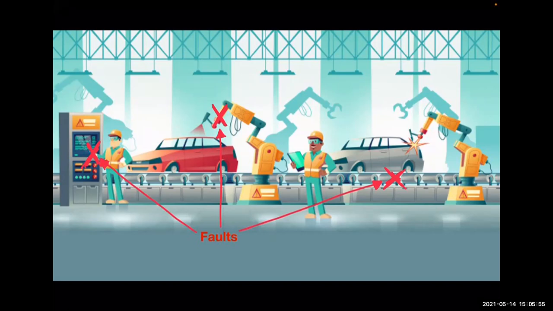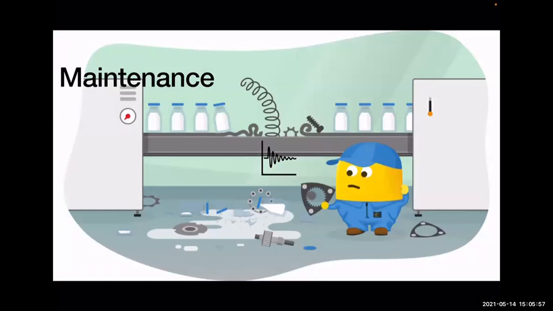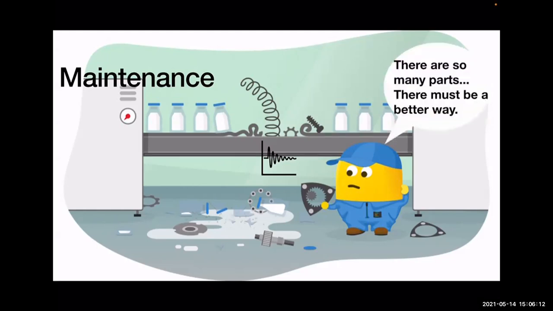Whenever a problem arises, we would have a maintenance engineer, let's say, go in there and try to figure out, okay, what's the problem? Why did the problem arise? And when and how did the problem arise? So what we're trying to figure out is how to do proper maintenance. There are a lot of parts in such a complex system, and all these parts have to work nicely together.